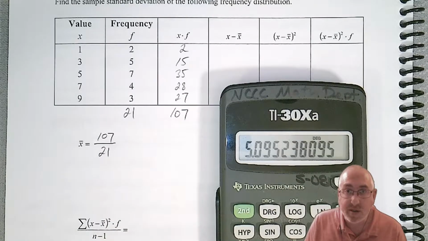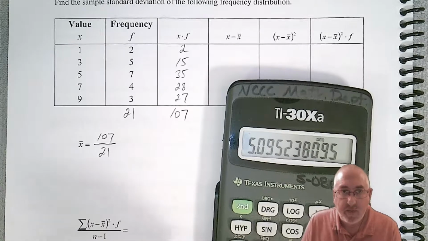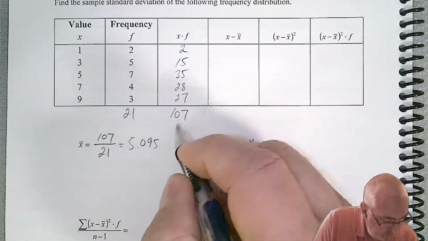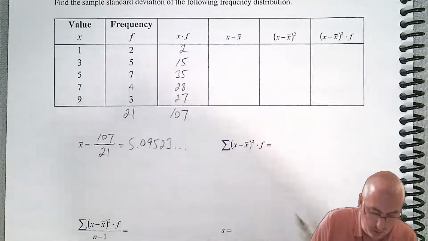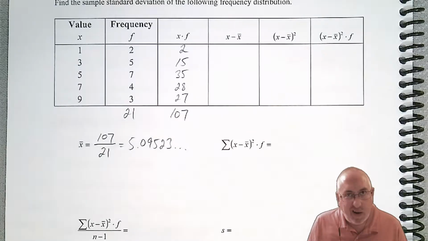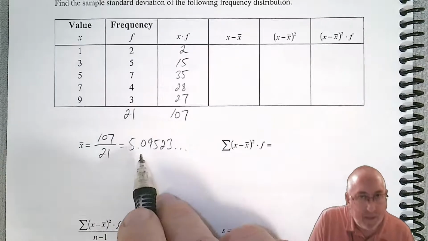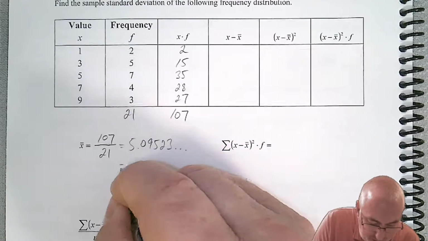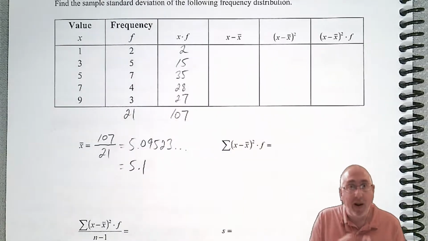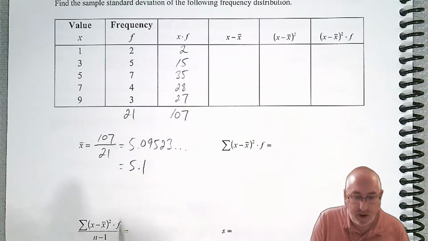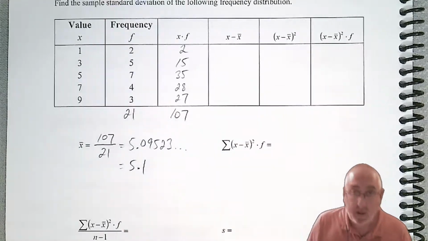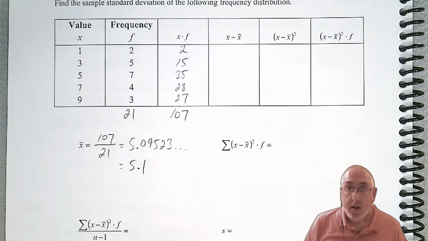we get 5.095 and change. Again, we don't want a lot of decimal places, so let's just round it to 1. Now you might be tempted to round this to 5, but you want to have a little bit of accuracy. So again, have one extra layer of accuracy than your data. So we need that one extra decimal point. Okay, step 1, done.